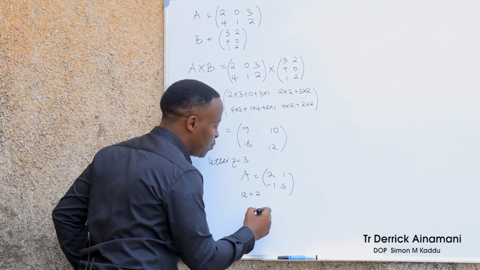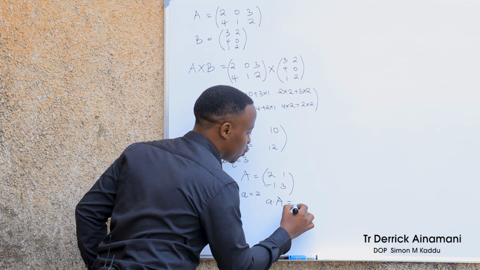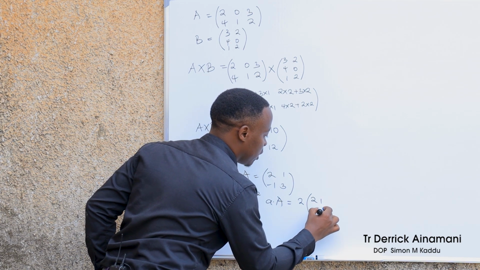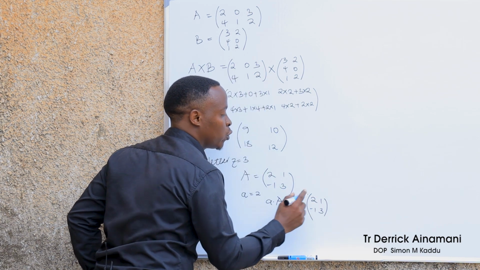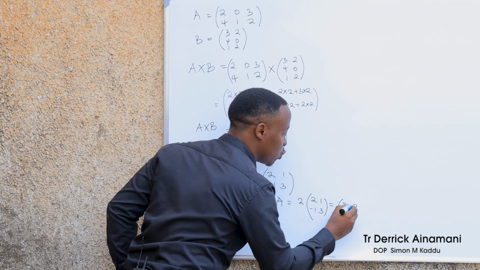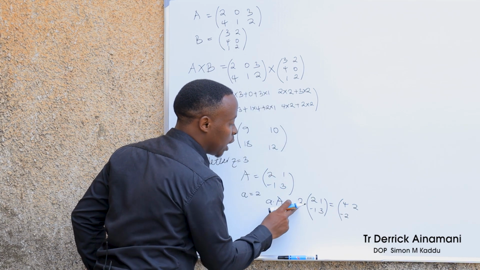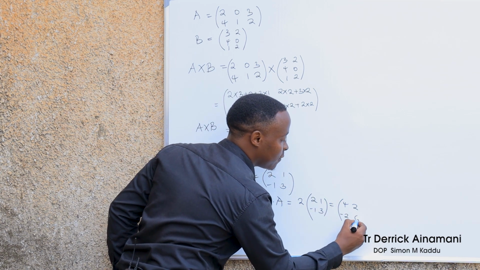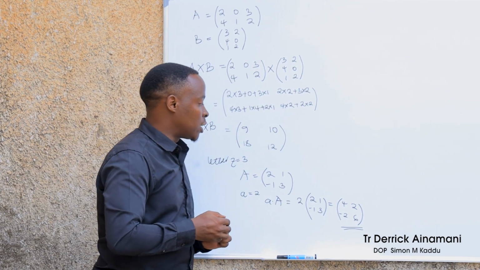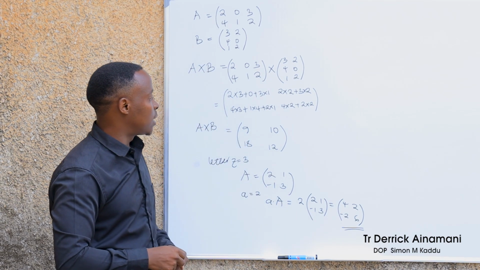If they say compute a times matrix A, this would be equal to 2 into 2, 1, negative 1, 3. So this 2 multiplies 2 and we shall have 4. This 2 multiplies 1, we shall have 2. This 2 multiplies negative 1 and we shall have negative 2. And this 2 multiplies 3 and we shall have 6. In case you're entangled in questions where you're multiplying a scalar by a matrix, this is how it is done. Very, very easy.